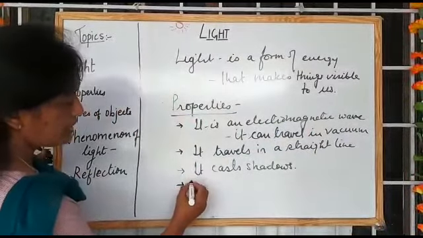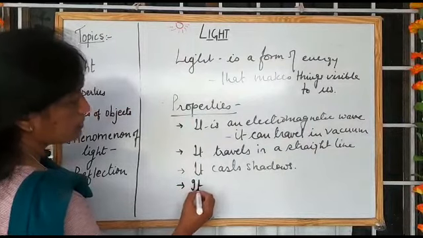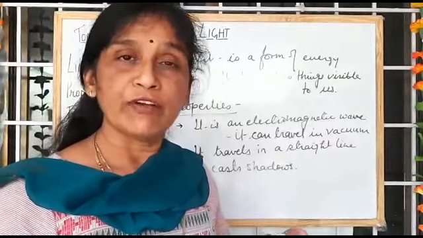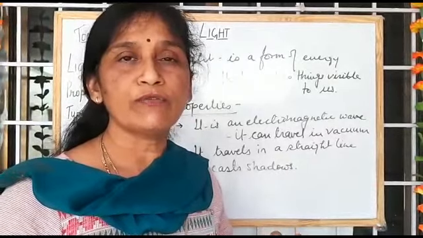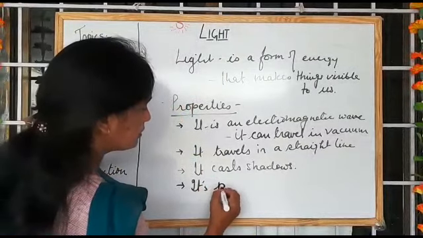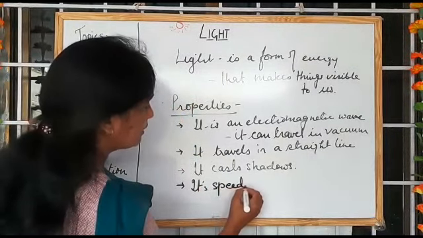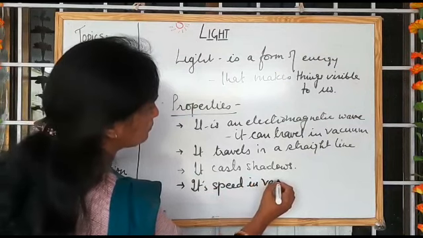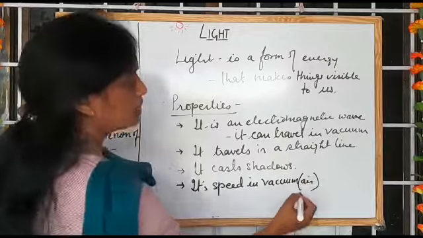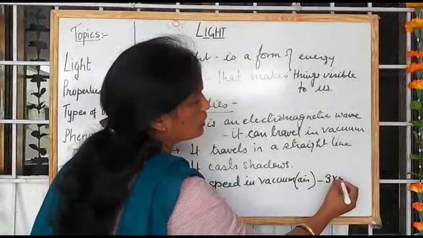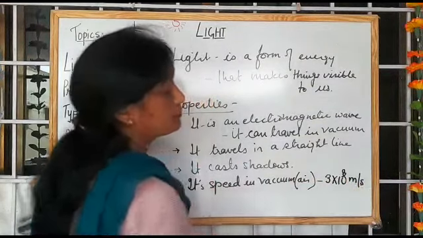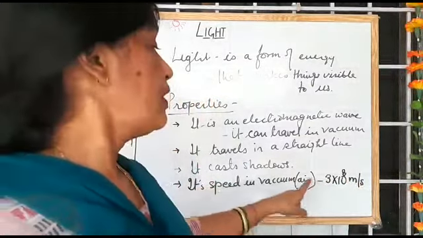Then what else? If I talk about the speed of light in vacuum, the speed of light in vacuum is nearly equal to the speed of light in air. Its speed in vacuum, which is nearly equal to that in air, is 3 into 10 to the power 8 meters per second. That's the speed of light in air.